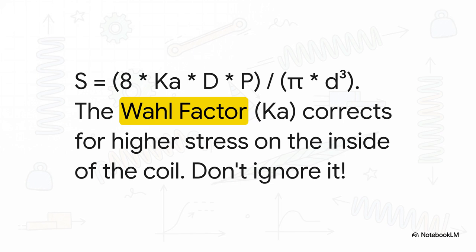And this is the math we use to figure out that stress. Now, I want you to pay close attention to that K term. That's called the wall factor. It's a super important correction factor because it turns out the stress isn't even across the wire. It actually concentrates and gets much higher on the inside of the coil. It might seem like a small detail, but believe me, ignoring the wall factor is a classic rookie mistake that leads to springs failing when they really shouldn't.